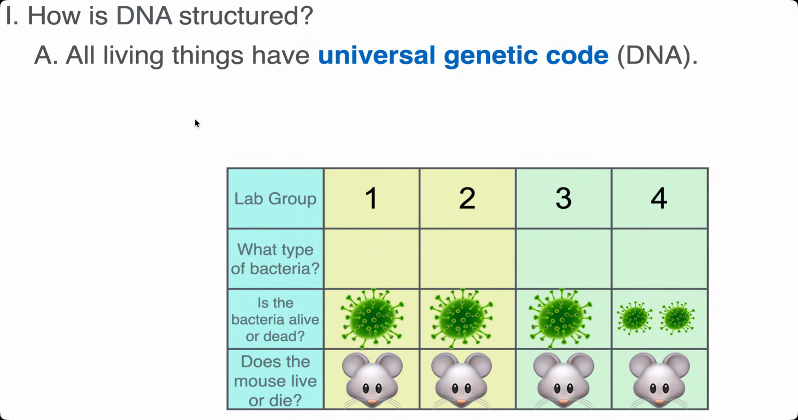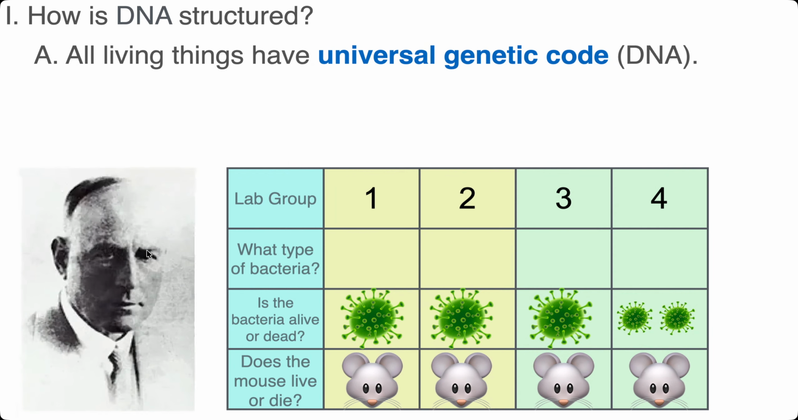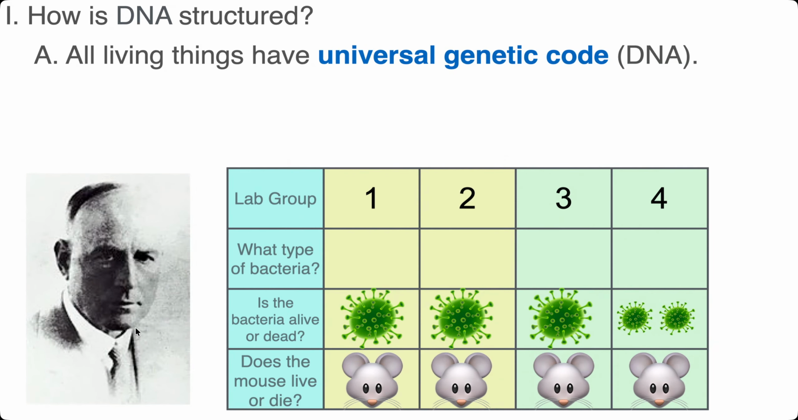So first things first, in our unit 1 that we did all the way back in August, we were talking about how there are characteristics that all living things share, and one of those was that all living things have a universal genetic code, which is made up of DNA. So the very first guy that we're going to be talking about is Frederick Griffith, and that's a picture of him looking kind of mad for some reason.